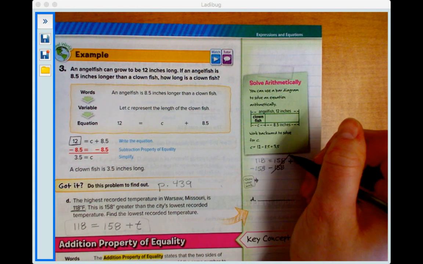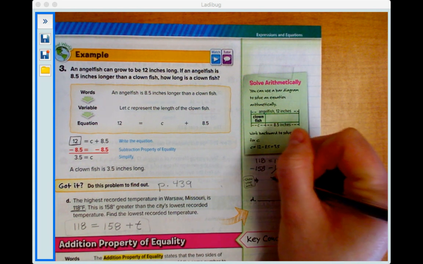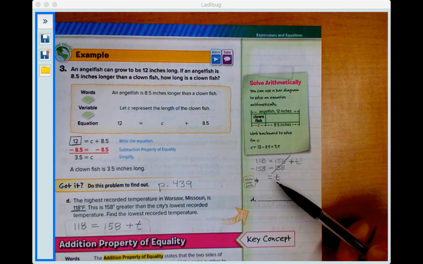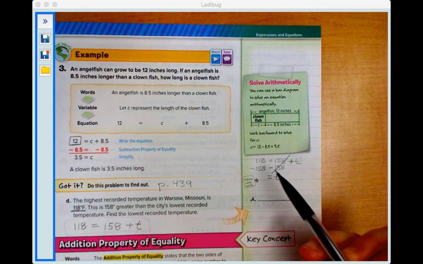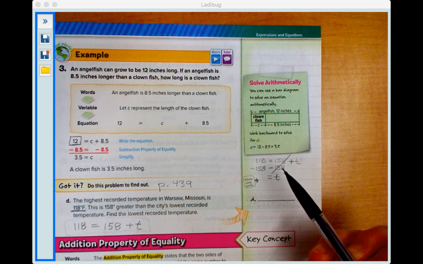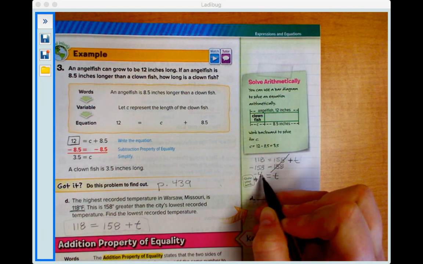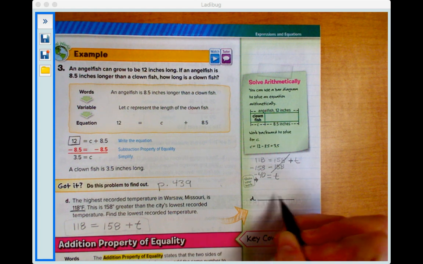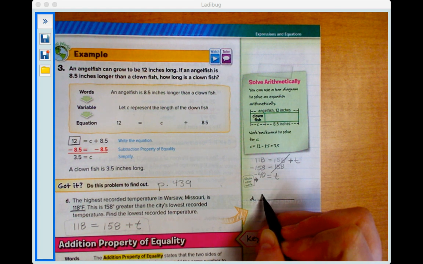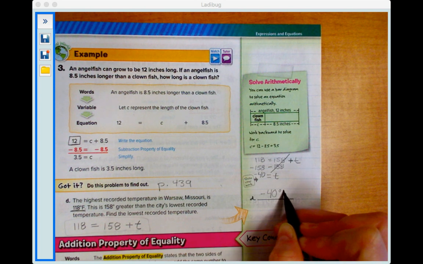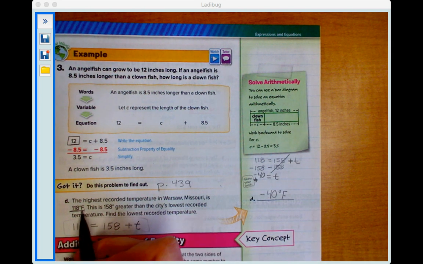So we're going to cross that out, and now T is all by his lonesome, right over here. And he equals 118 minus 158. So 118 minus 158 is negative 40. So the city's lowest recorded temperature is negative 40 degrees Fahrenheit, because don't forget those labels right here.